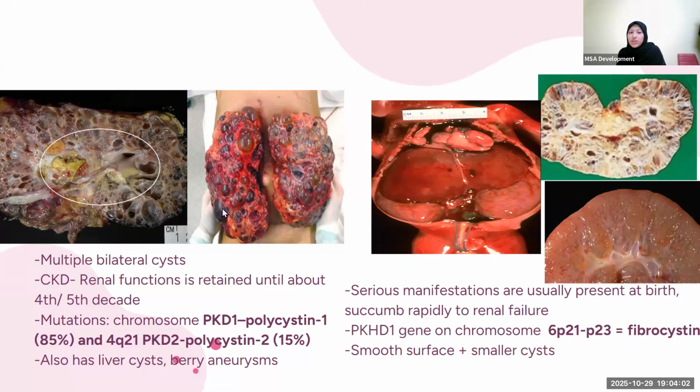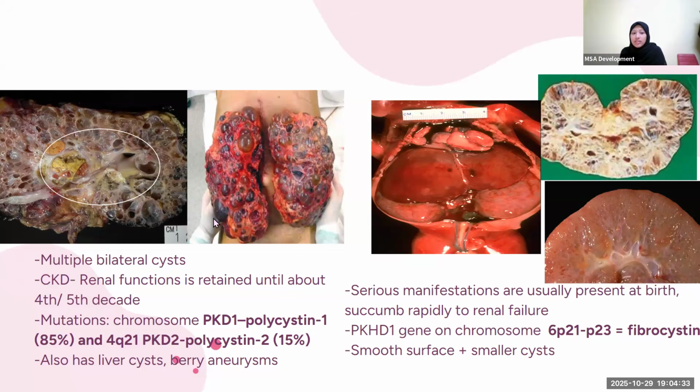There are two different types, so this is one of them. The other one here, you'll see smaller cysts. So these are the kidneys. The cortex is smooth, right? It's not as cystic as this one. Once you cut them, you will see all these cysts inside, smaller than these cysts, and a smooth cortex. That is another type of polycystic kidney disease.